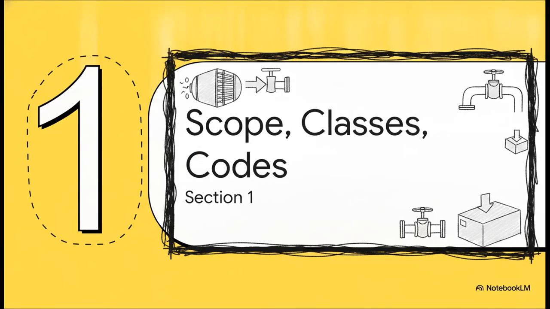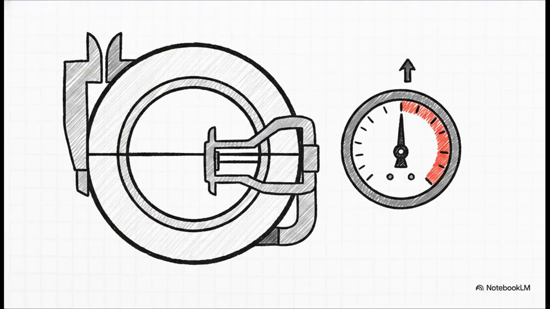All right, starting us off, Section 1, Scope, Classes, and Codes. So the math setting the boundaries here is incredibly precise. The TEMA mechanical standards apply to shell and tube heat exchangers that fit within some very specific criteria under RCB-111. We're talking about a maximum inside diameter of 100 inches and a design pressure cap of 3,000 psi. To put that into perspective, 3,000 psi is roughly the pressure of a fully loaded scuba tank. There's also a limit where the product of the nominal diameter and design pressure can't exceed 100,000.